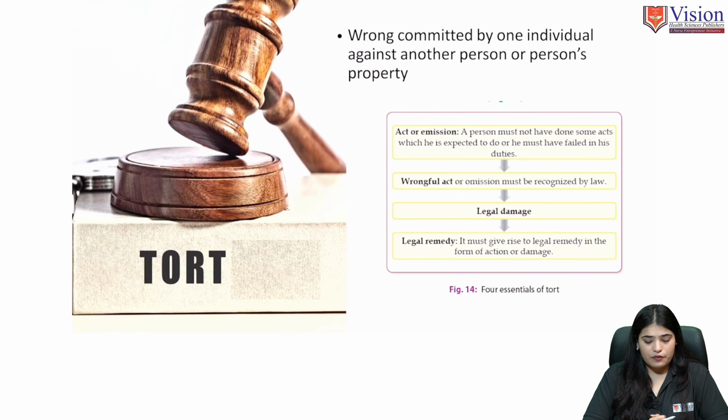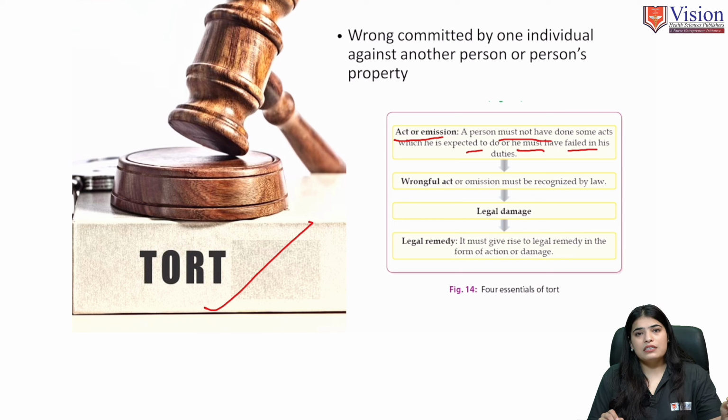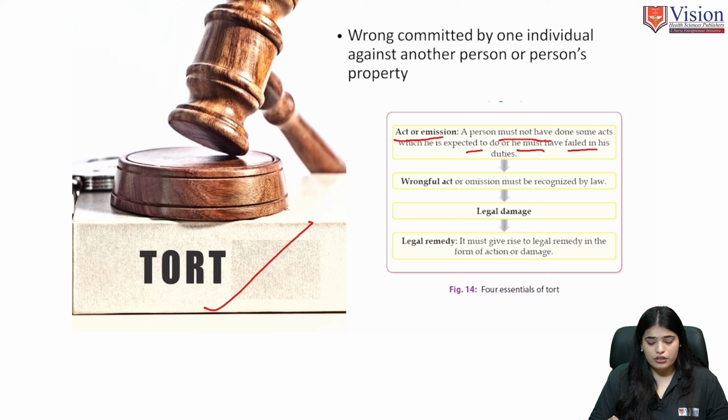So in nursing, the first kind of thing or the laws we are talking about is the torts. What is a tort? Okay, so tort is defined as anything wrong committed by one individual against another person or another person's property. When one person harms the other person or his property, that comes under tort. So what is a tort? It is an act of omission. When a person must not have done some acts that he is expected to do, or he must have failed in his duties. Okay, you should have done something but you have not done that, and anyhow that has harmed the patient, that comes under the tort.